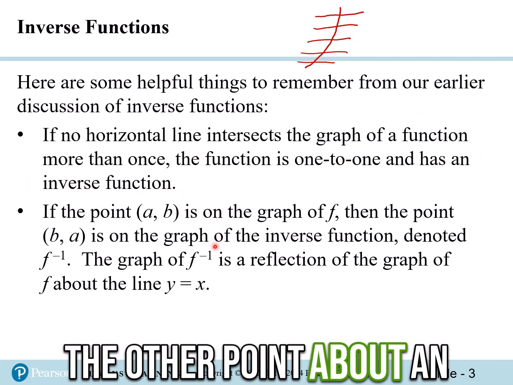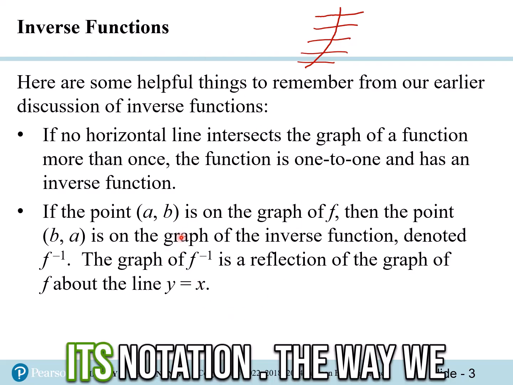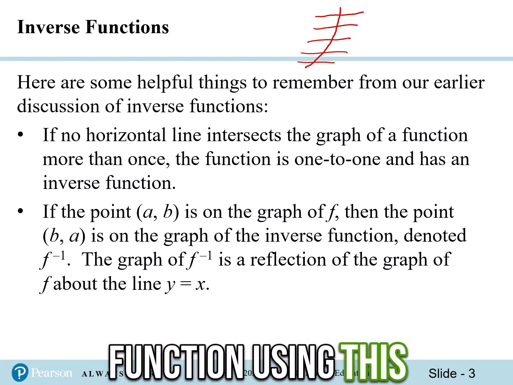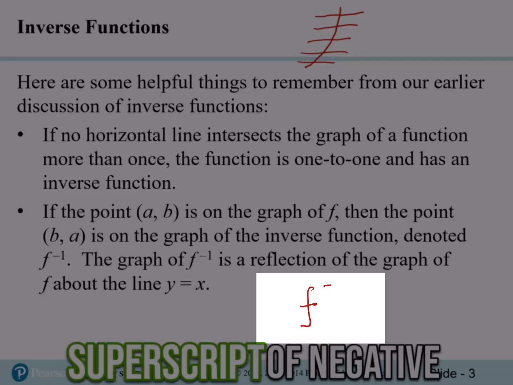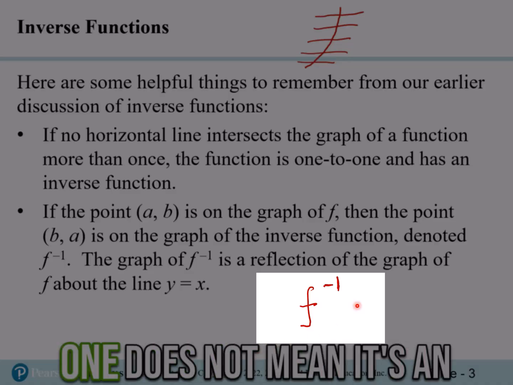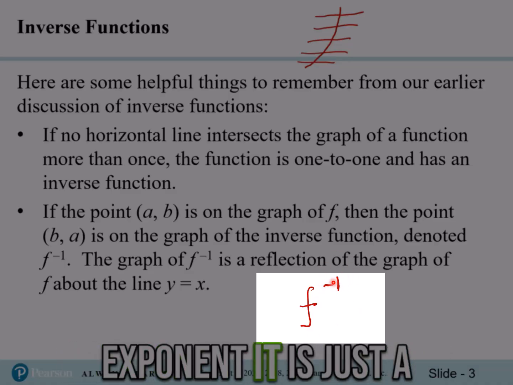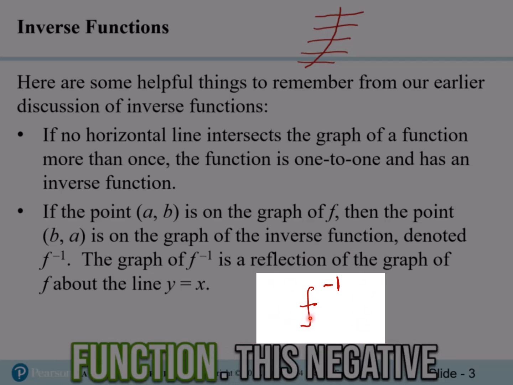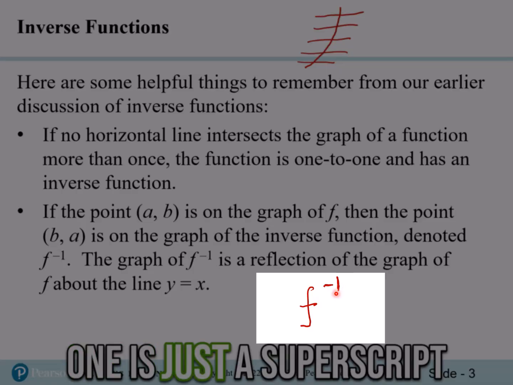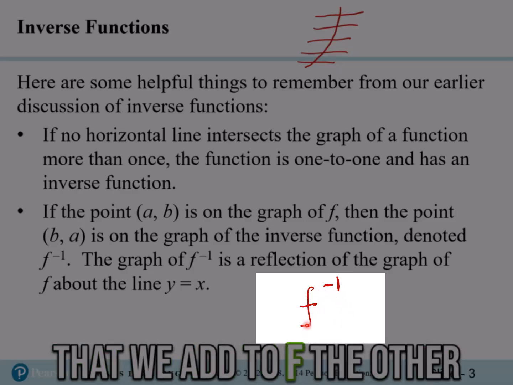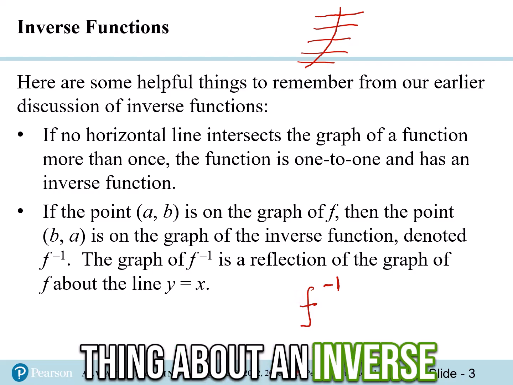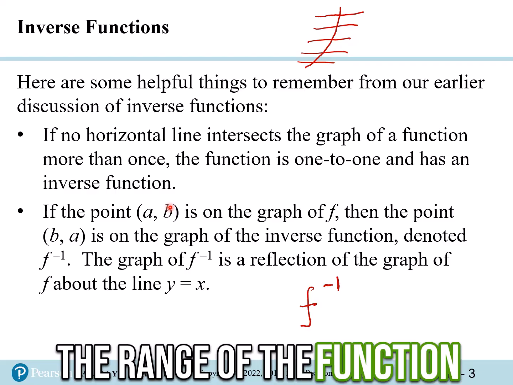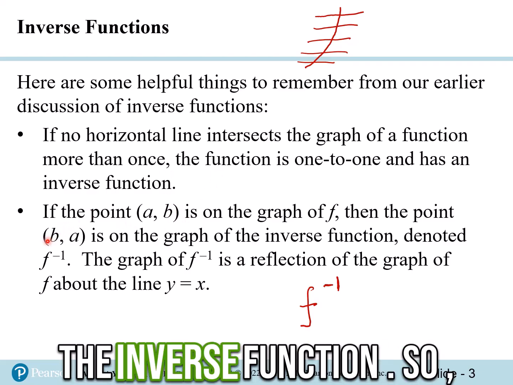The other point about an inverse function is to review its notation. The way we represent an inverse function is using this notation, f with a superscript of -1. Now, this -1 does not mean it's an exponent. It is just a notation to indicate that this is an inverse of a function. The other thing about an inverse function that we spoke about previously is that the range of the function becomes the domain of the inverse function.